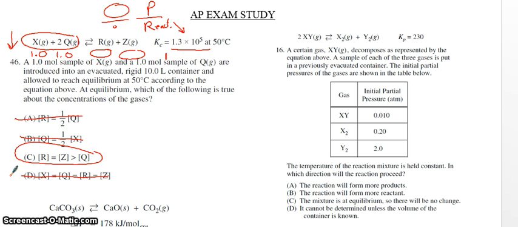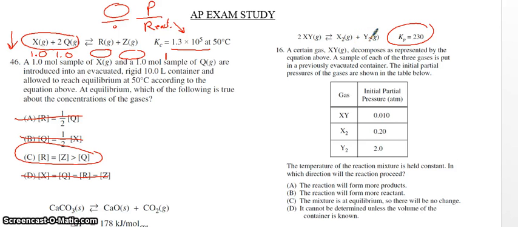Okay, how about we take a look at the question on the right. A similar reaction, we have 2XY becoming X2Y2. We have a Kp that's pretty high, and it says the reaction decomposes and is represented above. A sample of each of the 3 gases is put into a previously evacuated container, which means we only have reactants. I'm sorry. We have all 3. Apologies. We have all 3 of these in the container.